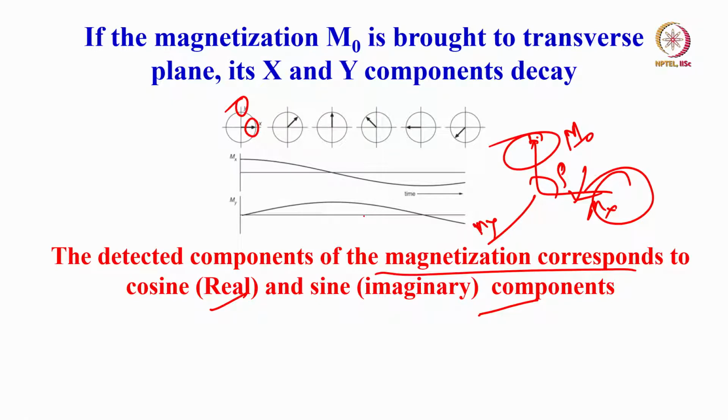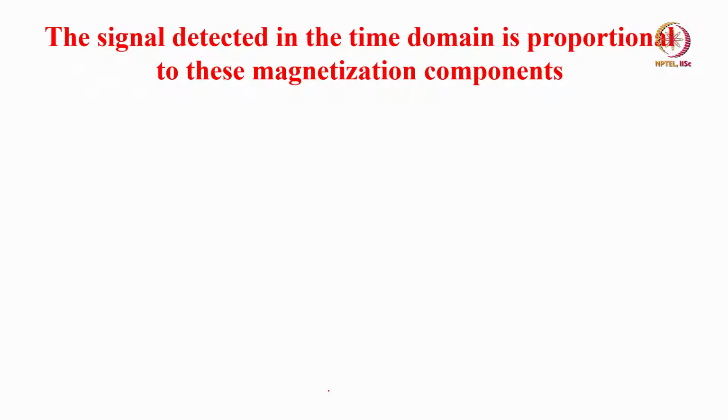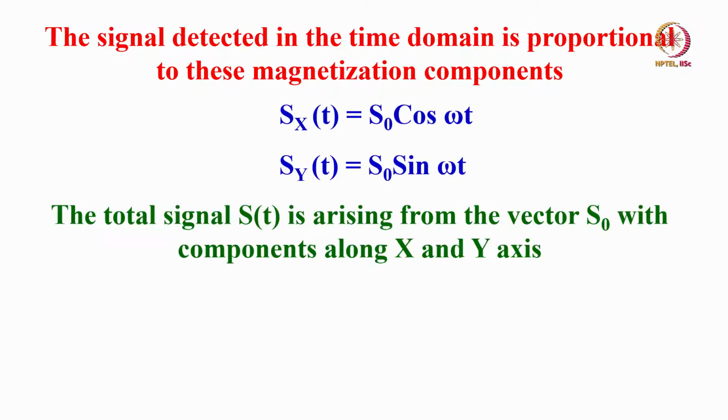So I am going to get the absorptive peak here and the dispersive peak here. So this is what I was trying to tell you. You come across this absorptive component, dispersive component, all those things very often. We will discuss that. So this Mx component is nothing but the cosine omega t and My is the sine omega t. So the signal detected in the time domain is proportional to these two constants.